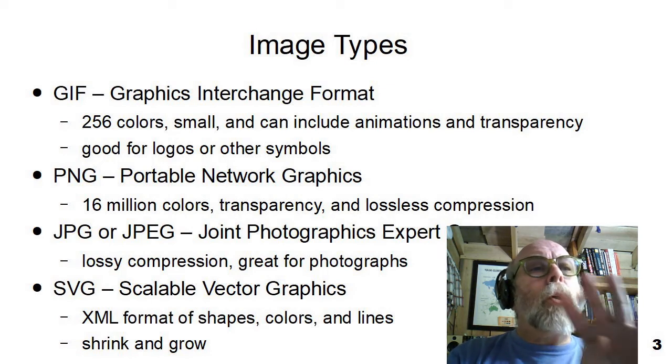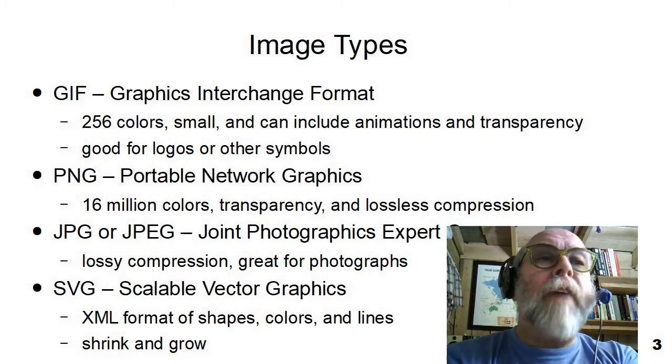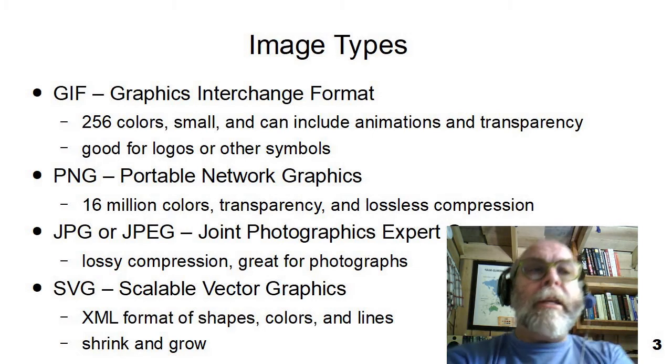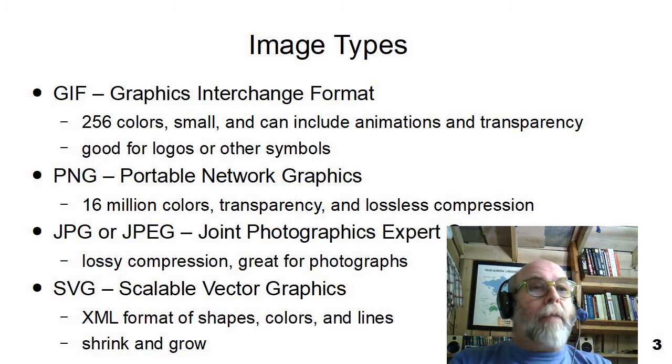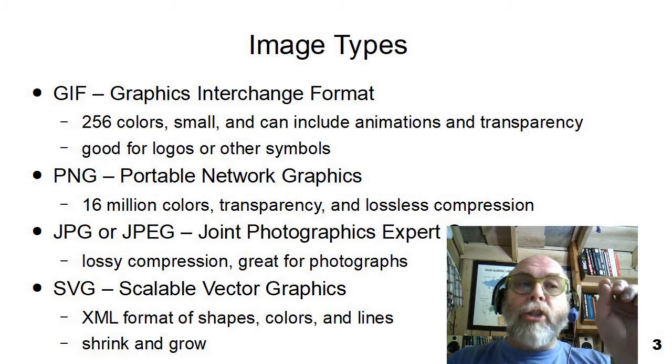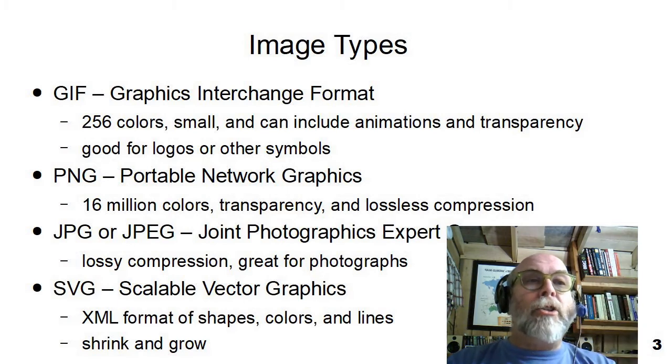There are four general types or file types of images used on most web pages. You've got to be sure that whatever image type you're using is compatible with just about every browser. And these four types are compatible with a vast majority of all web browsers so that the page will be displayed correctly. The first is a file called a GIF file. You'll see them with a .gif format extension on the end of their file names.